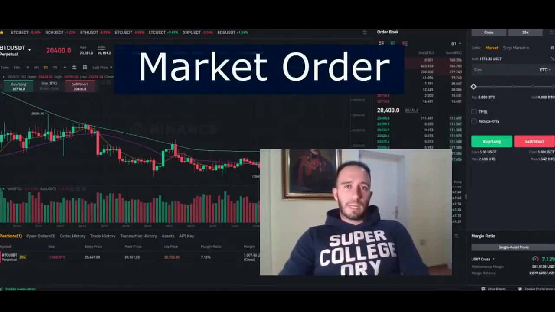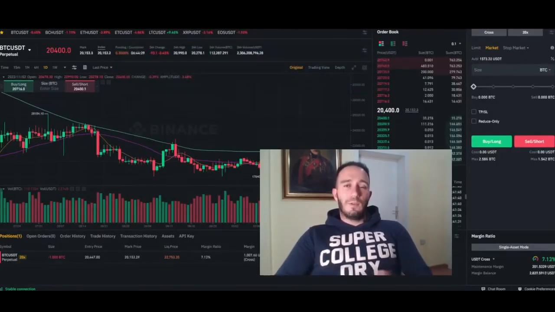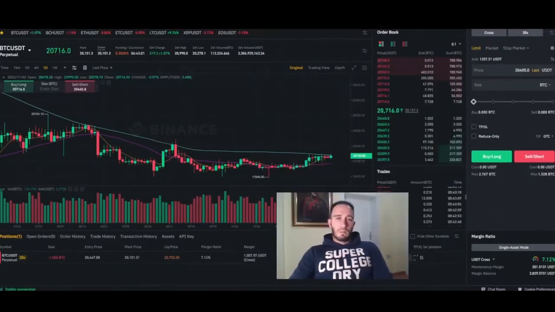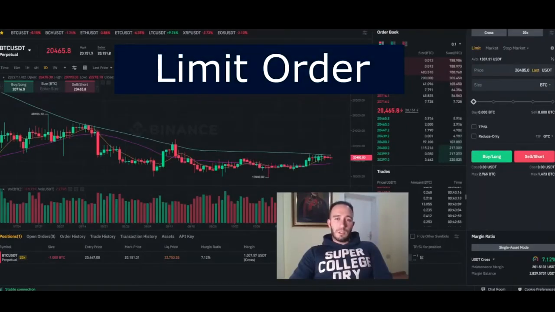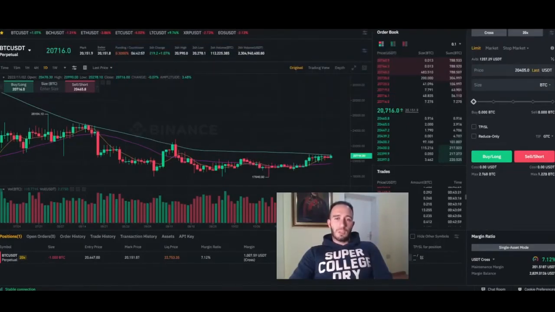So when you use market order, it means that you are getting into position immediately. If you want to buy cryptocurrency, you are getting it for that higher price. So you will get Bitcoin for $20,010. If you want to short or sell cryptocurrency, in this case Bitcoin, you will get it for that lower price, which is $19,990.